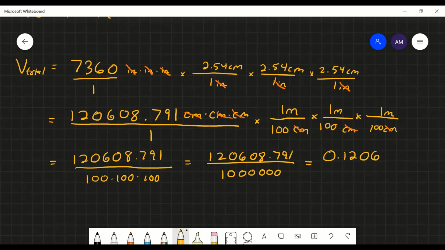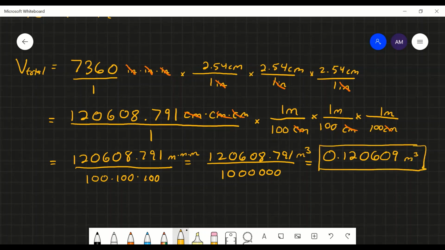I'm just going to keep a couple of decimal places here. Let's say 608. Let's round that up to 9. Something like this. And what's left over? We would have meters times meters times meters, or meters cubed as our answer here. So this is the volume.